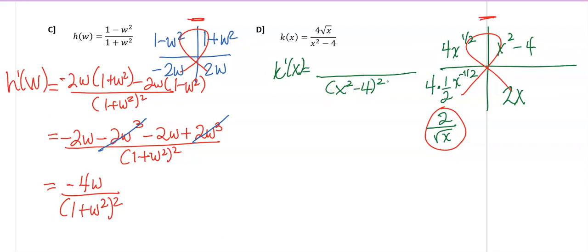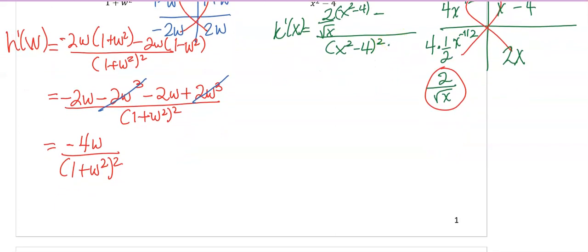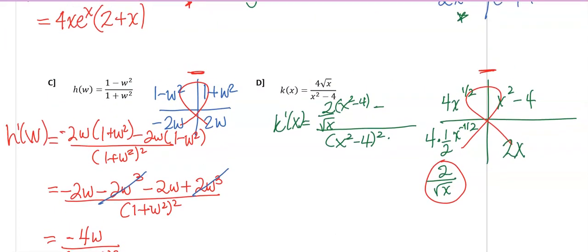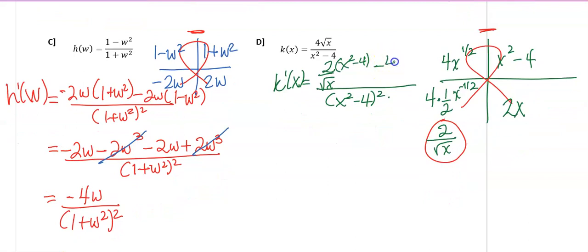All right, bottom left. So we have 2 over the square root of x times the family x squared minus 4, minus, oops, 4 square root of x times 2x.